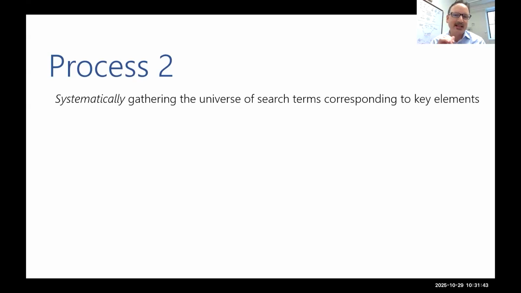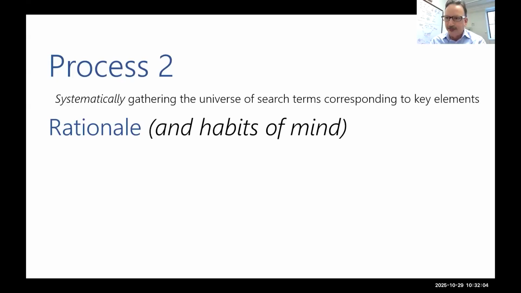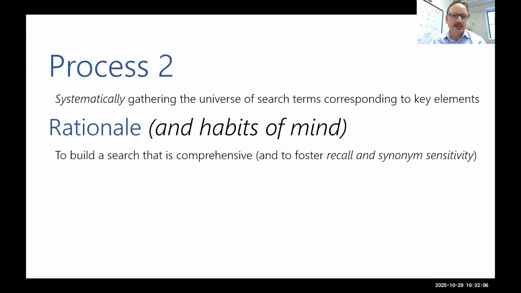How does one systematically gather a universe of search terms? And I think this may bring us back to that anxiety we talked about initially: how do I know where to get the terms? I'm familiar with terms that refer to these concepts, but where is a site I can go to systematically gather these terms? The rationale behind this is to build a search that's comprehensive.